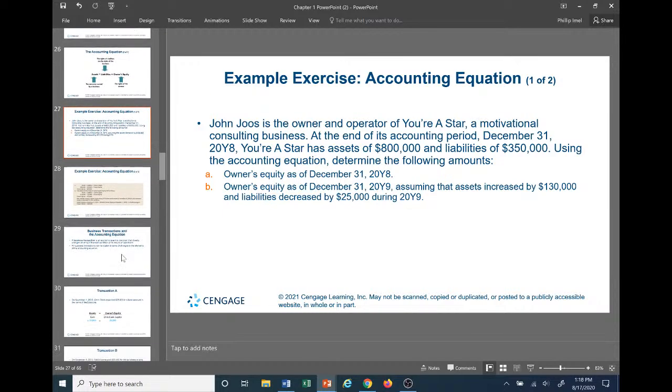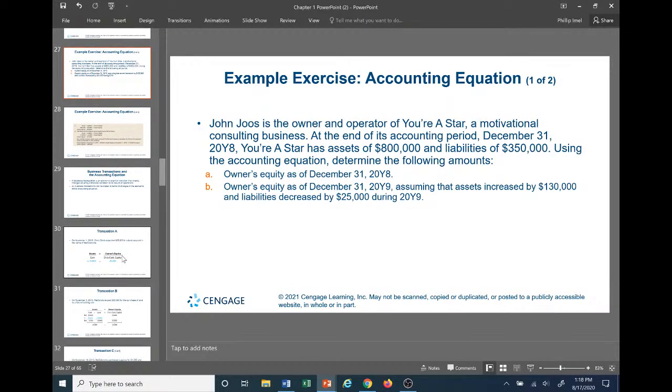All right, now follow along with me on this exercise here. I know it can get a little cumbersome or a little tedious from time to time, but just pay attention to what's going on here. We're going to do just a little example exercise of the accounting equation. We're going to apply some transactions and see how the equation reacts to these transactions.